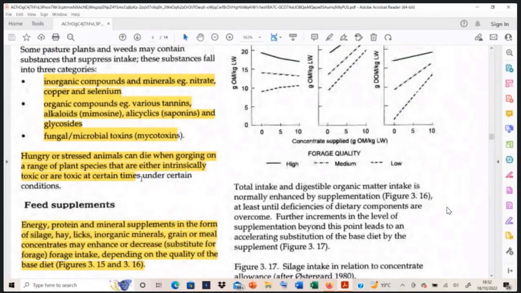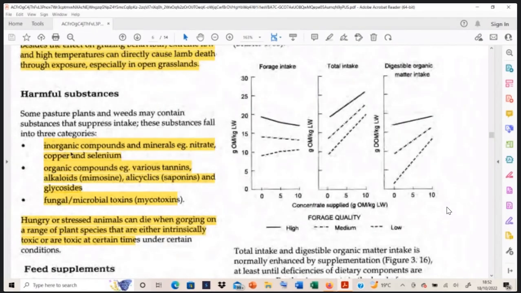Then other things you have to consider are harmful substances present in the feed, in the grazing harvest available. For example, the inorganic compounds are nitrate, copper, and selenium. Others are organic compounds like tannins, alkaloids, alicyclics, that means saponins, and glycosides. And mycotoxins and endotoxins are available in the feedstuffs. So hungry or stressed animals can die when gorging on a range of plant species that are either intrinsically toxic or toxic at certain times under certain conditions.